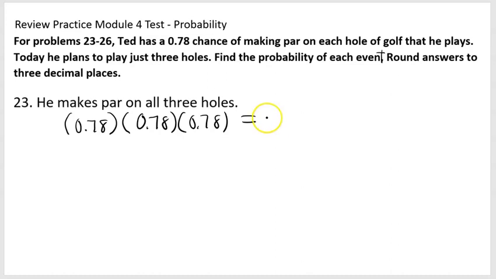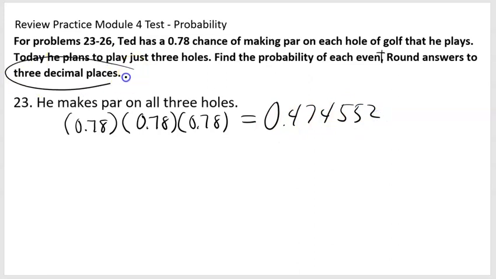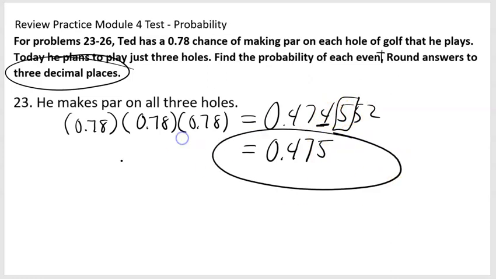0.475. Let me tell you the exact value. Okay, I got 0.474552, but again, notice it said round to 3 decimal places, so that's 0.475. I already gave it away that it was 5, but we're looking at this decimal place. Only look directly to the right. If that's 5 or larger, that guy goes up. So 0.475, or 47.5%, or 475 thousandths, is the probability that he makes par on all 3 holes.